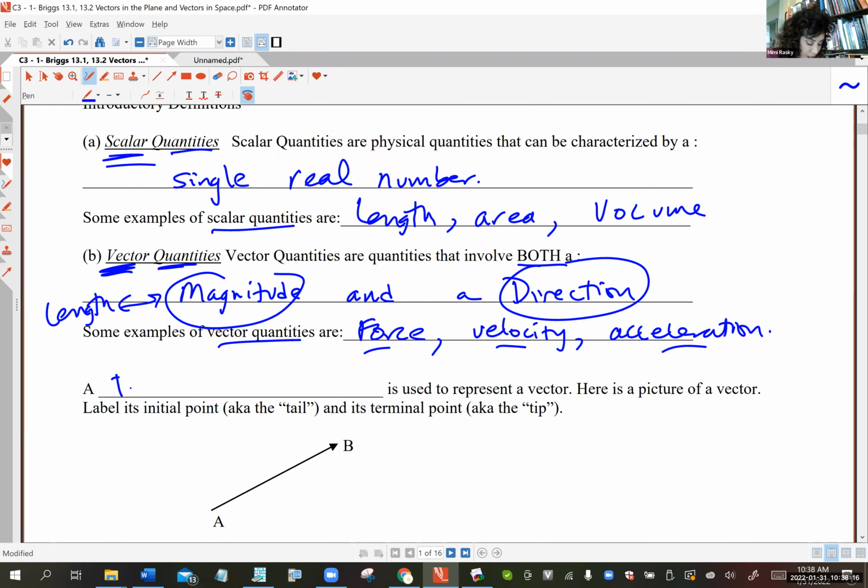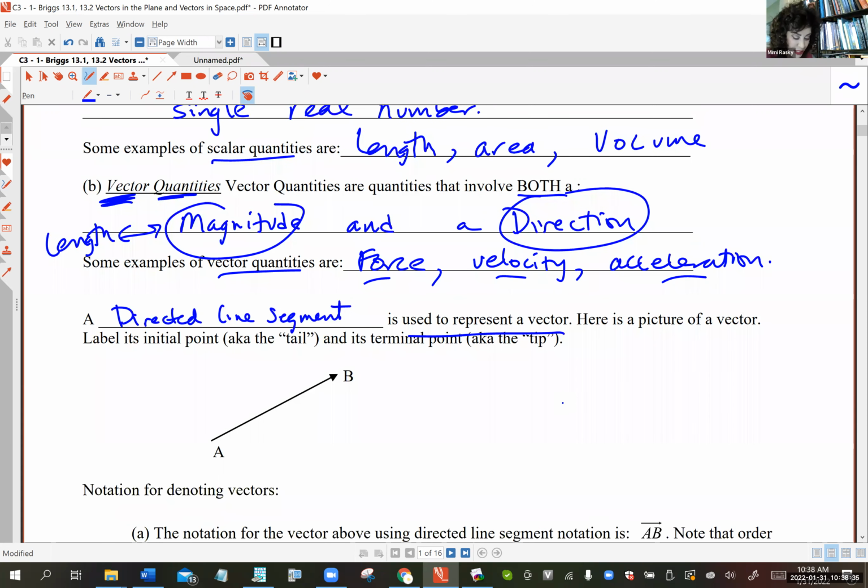A directed line segment. Write that down: a directed line segment is used to represent a vector. That's all a vector is. That's a fancy phrase for an arrow, people. A directed line segment is an arrow. Here's a picture of a vector. It's an arrow. Yeah, I know. And that's what a vector looks like. Isn't that cool?